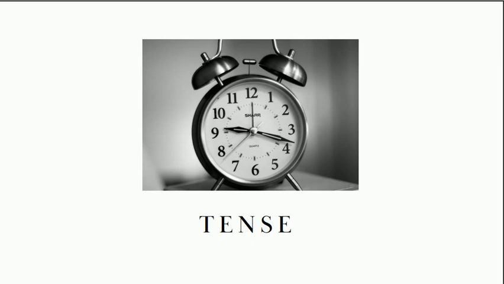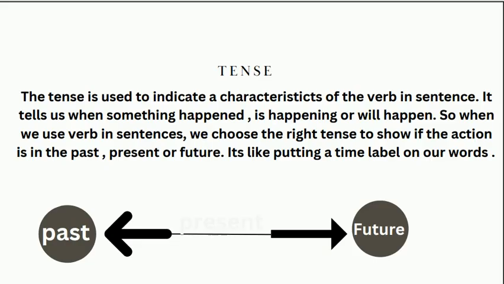Imagine you have a time machine, but instead of traveling through time, you are navigating or going through language. That's exactly what tense does. Tense is all about time, and we go through language, not in an action. And here, tense is used to indicate a characteristic of the verb in a sentence.